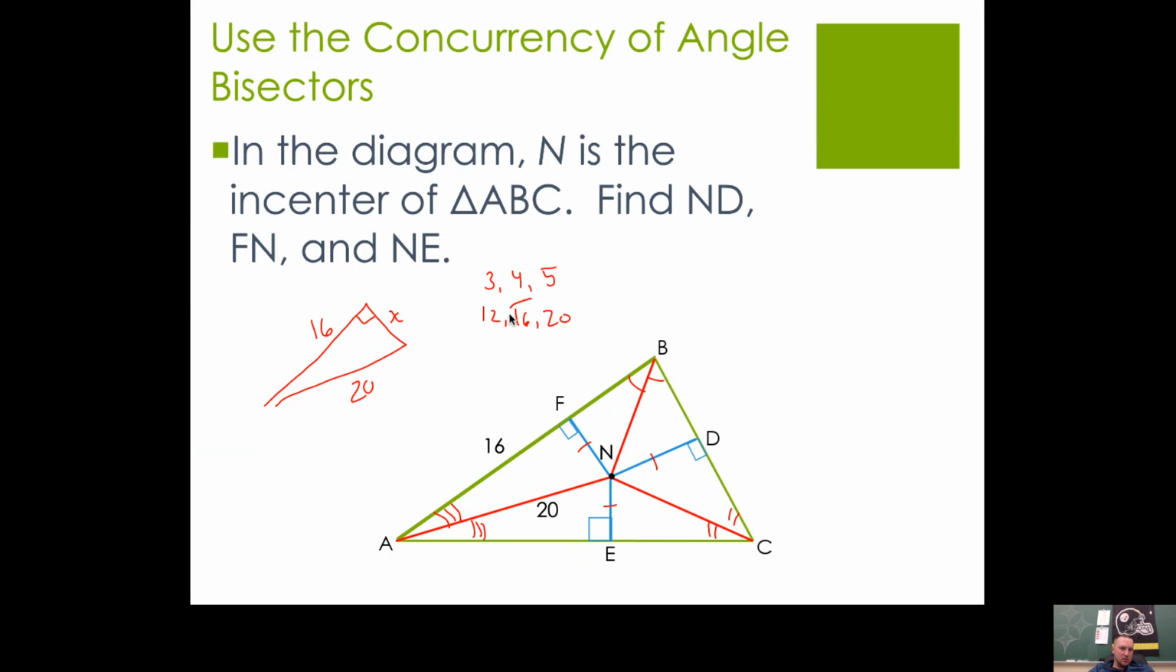And notice how that helps you. The two biggest sides on this right triangle are 16 and 20, so your smaller side is 12. If you weren't a triples person and you didn't recognize that, then you need to take the square root of 20 squared minus 16 squared, and it's going to give you the same answer, 12. So if this piece is 12, how long are these other blue pieces? They're 12 as well.